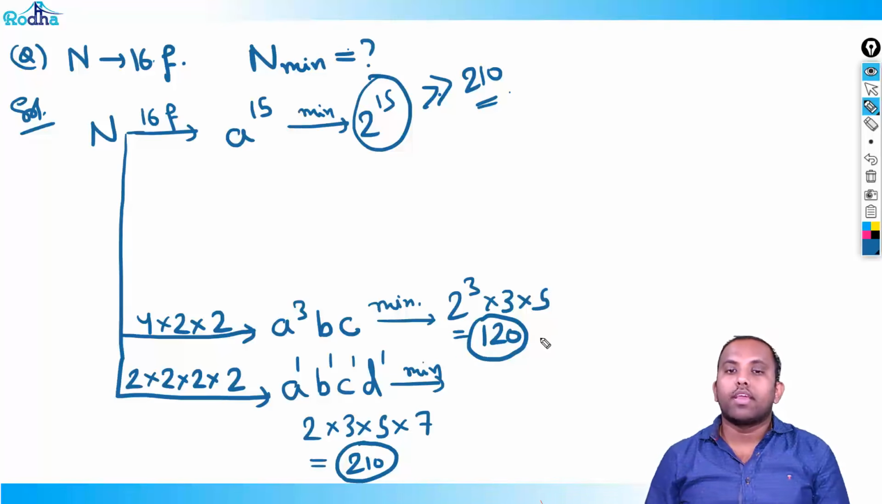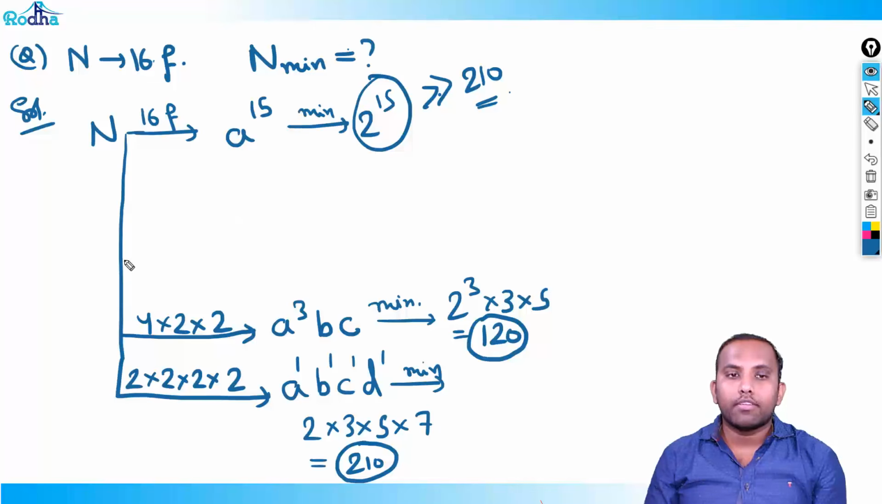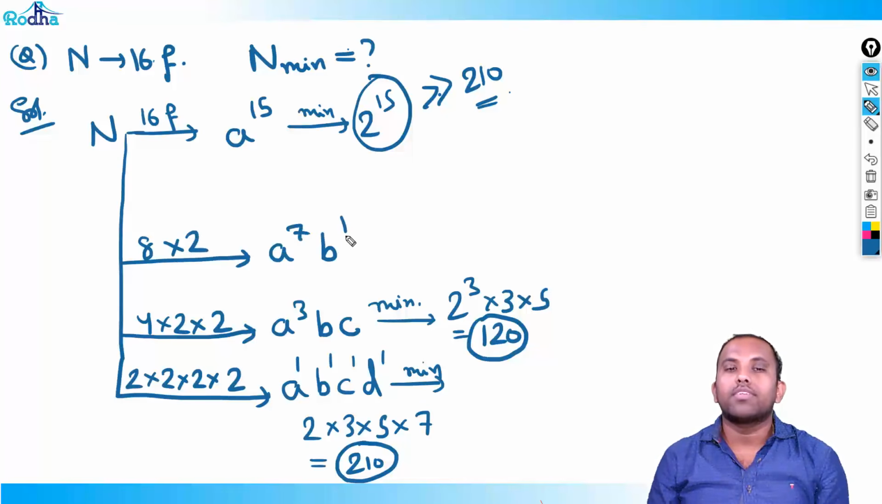Correct. So in this case, 120, right? If you further split this one, okay. So if you look at the obvious parts, suppose you split it into 2 parts, this 4 into 2 into 2 in 2 parts could be like 8 into 2. Something like a raised to 7 into b raised to 1. This is much bigger, right?